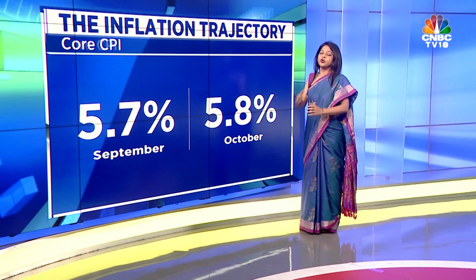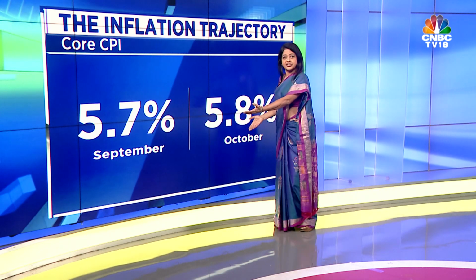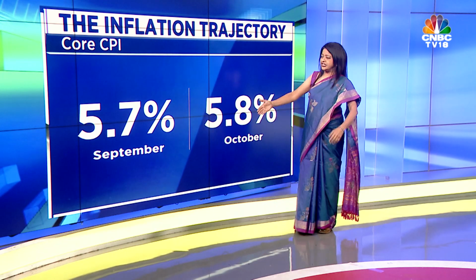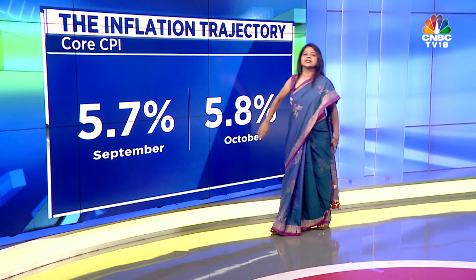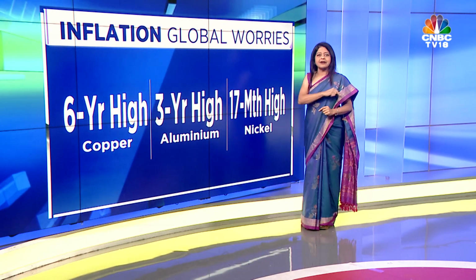But that's not all. You can explain away food by saying, okay, supplies were bad, but core inflation is what you pay for tuitions, medical services, service inflation. Even that is running at close to 6%. So, the Reserve Bank can't ignore it. And then there is a third problem. Global inflation is also picking up.